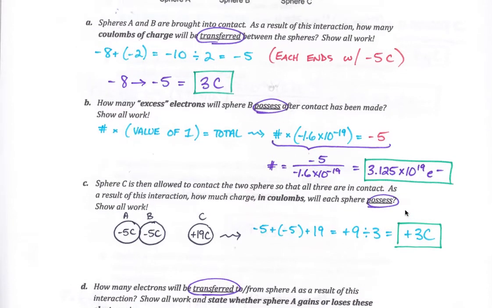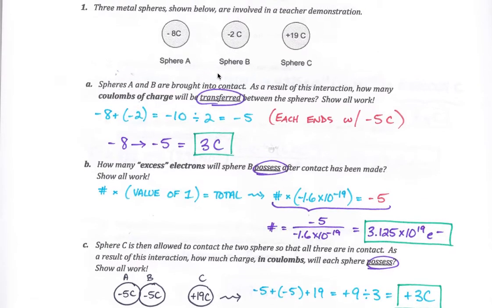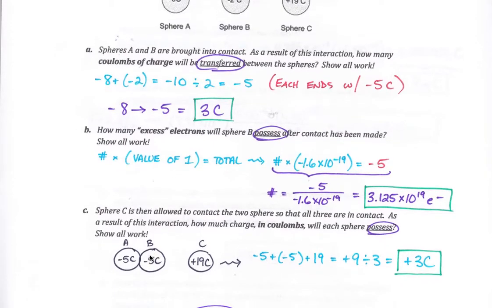For C, we have to be very careful. We have to take into account that these two steps already occurred. We're not going back to the beginning. These two steps have already occurred, and each object, A and B, currently have -5. They don't have -8 and 2. They've been allowed to touch, and they now have -5 and -5 as determined up here.